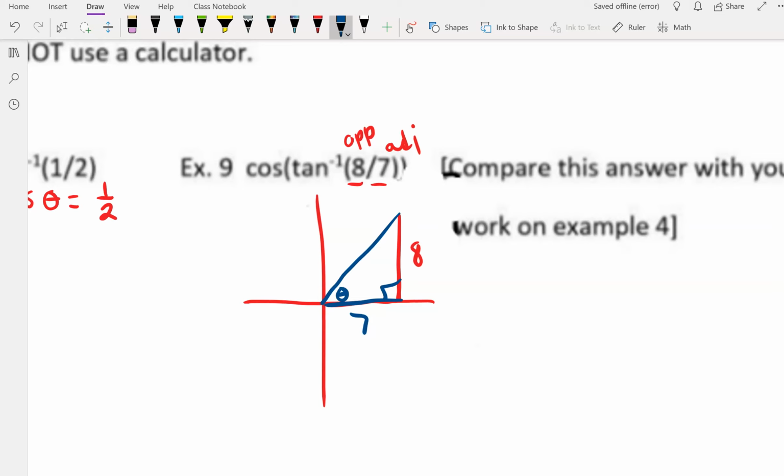What I don't yet know is my hypotenuse, and I will need to know the hypotenuse in order to find cosine, because cosine is adjacent over hypotenuse. So I'm going to use the Pythagorean theorem. 8 squared plus 7 squared equals c squared. 8 squared is 64, plus 7 squared is 49, equals c squared.